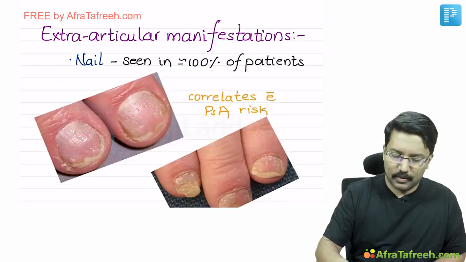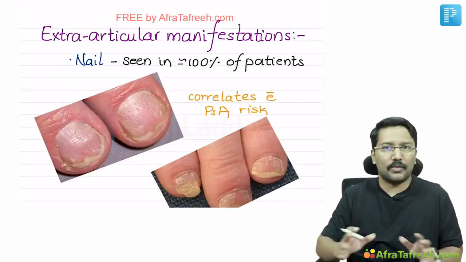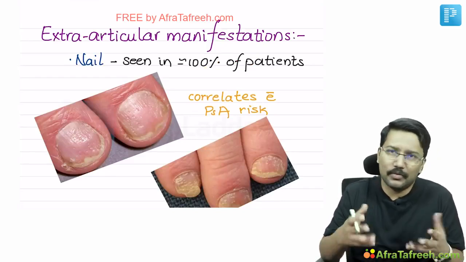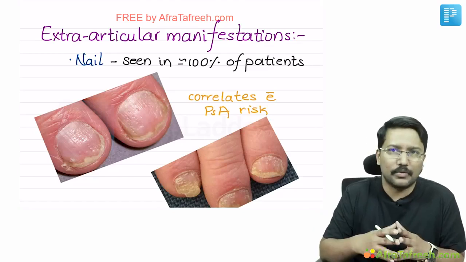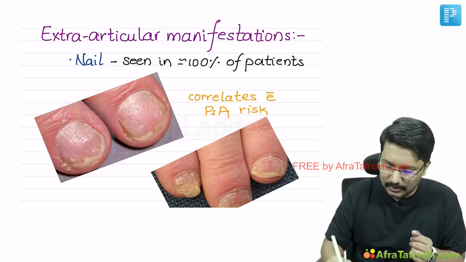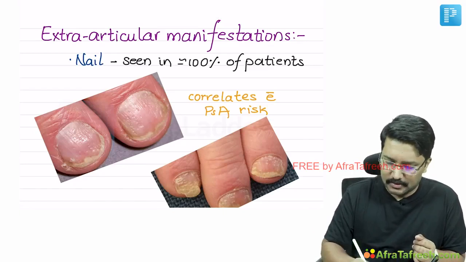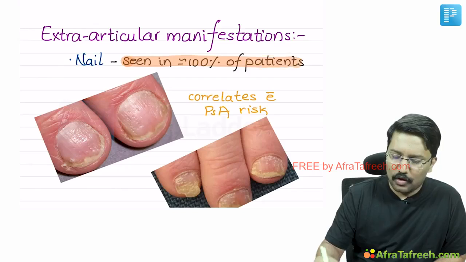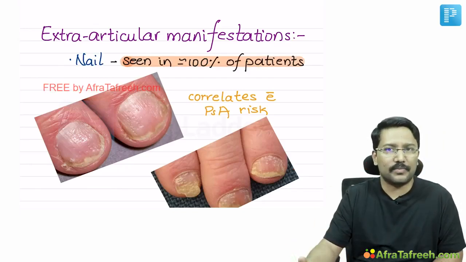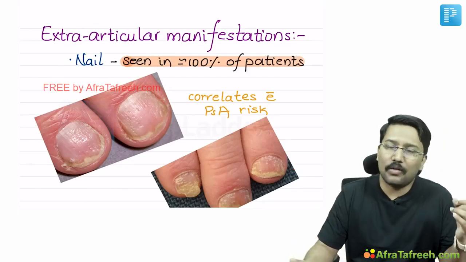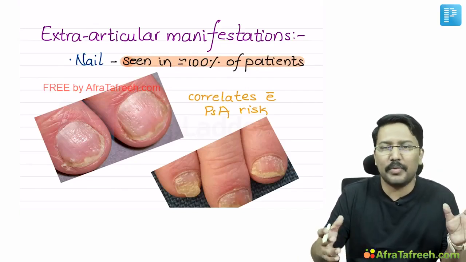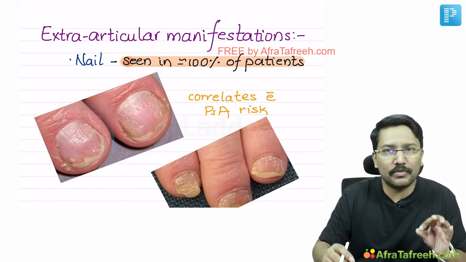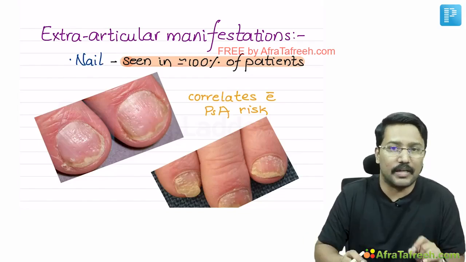Now coming to extra-articular manifestations. What are the extra-articular manifestations we know? Okay, so let us begin with nails. I know skin involvement all of you know, so I'm not going to deliberate about it, but we'll begin with nail changes. So be aware that nail changes are seen in almost all patients with psoriatic arthritis. Nail changes may not be seen in all patients with psoriasis. So there maybe it is seen in around 40 to 80% of the patients, but 95 to 100% of the patients of psoriatic arthritis have nail changes.